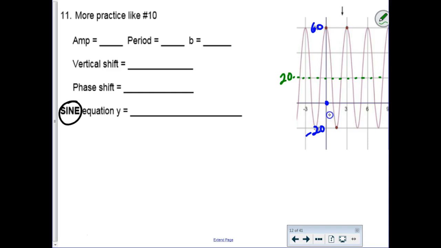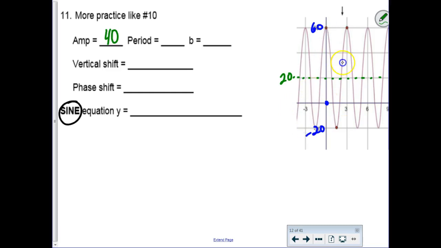What's the amplitude? From 20 to 60 is 40. Very good. And I like to double check my amplitudes. Like, I'll look from the middle to the top and the middle to the bottom to make sure I didn't misplace my midline. Because that's something I do.